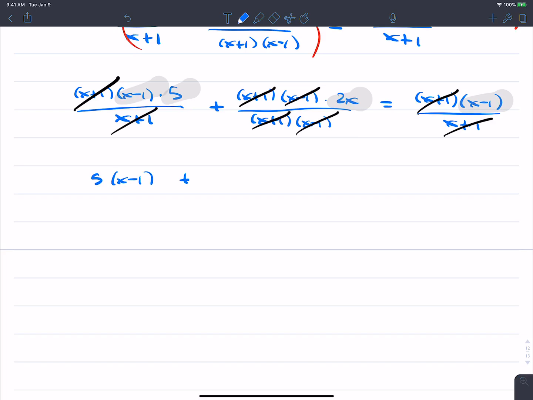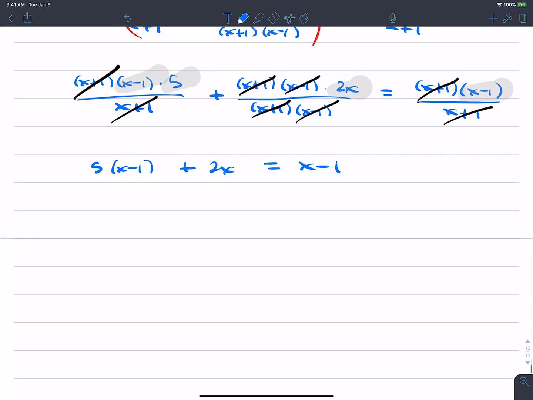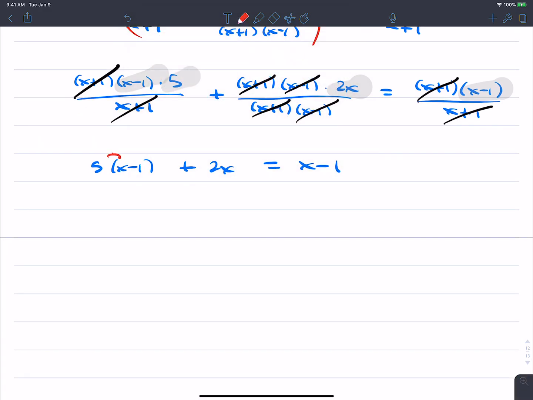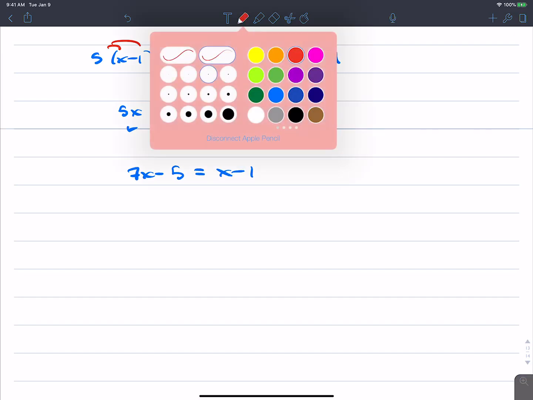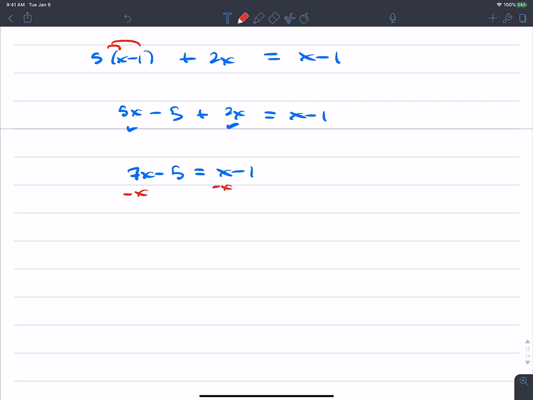5 times x plus 1 plus 2x is x minus 1. So you're now going to use what here? Distributive property. 5x minus 5 plus 2x is what? X minus 1. And combine like terms. 5x and 2x gives you 7x minus 5 is x minus 1. Right? Subtract your x from both sides and you get what? 6x minus 5 becomes negative 1.